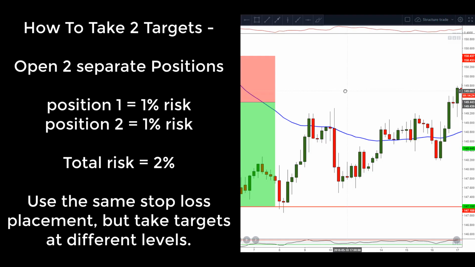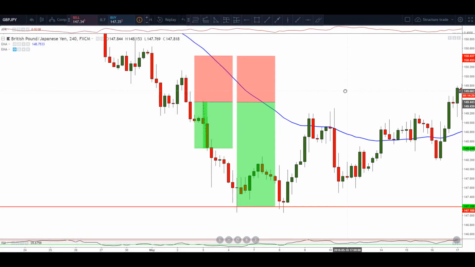So now that we're done with that, let's go ahead and talk about the different ways to take multiple targets. Well, there are 2 main ways to take multiple targets. One is a fixed second target, and the second is a managed position. Now, the first thing I'm going to show you is the way I personally take targets for the pullback strategies and for the multiple target strategies that I use.